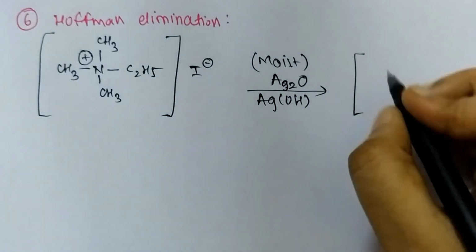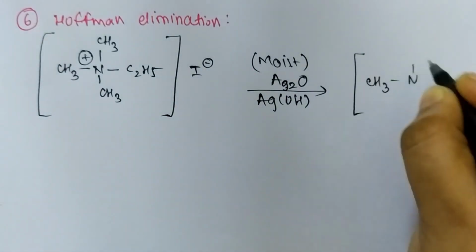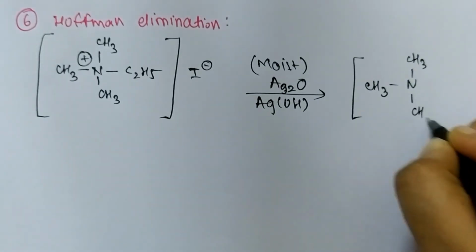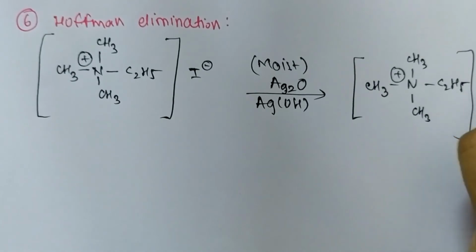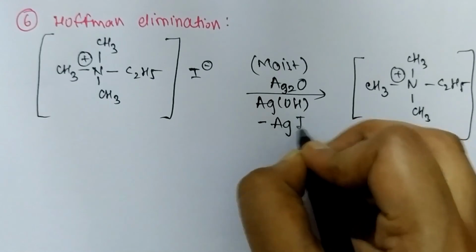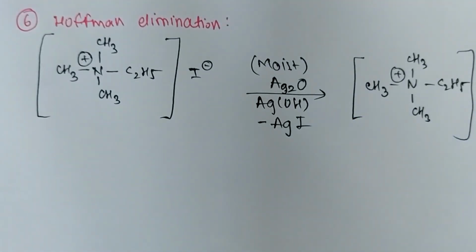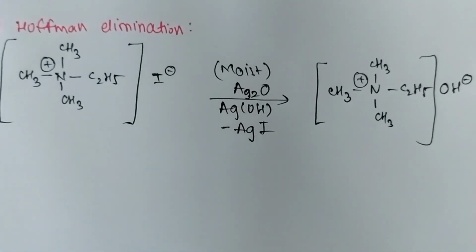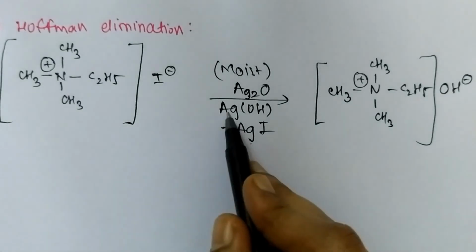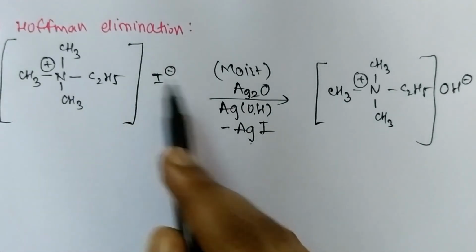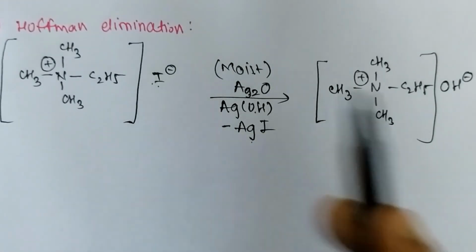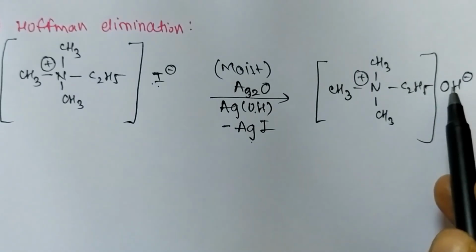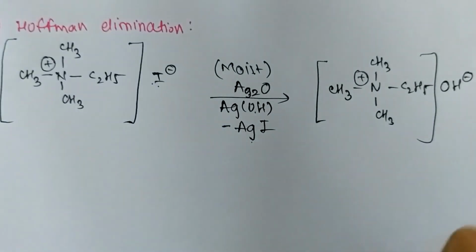that is the quaternary ammonium compound, we get CH3N, CH3, CH3, C2H5 with a positive charge and OH minus. And that's why we will lose AgI here. We are going to lose AgI because this AgOH is going to react with this iodine, and therefore AgI will be formed, and this I will be replaced by OH minus, and therefore we get this whole compound with OH minus.